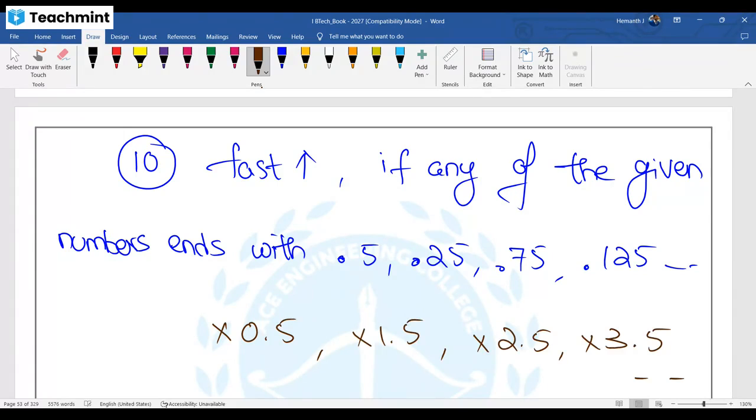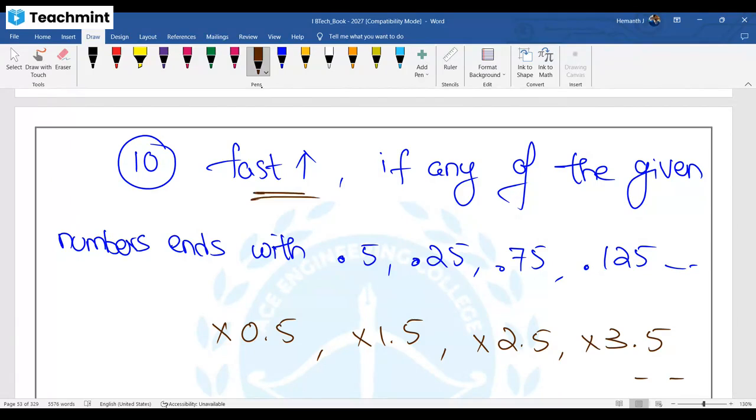Sir, why that 0.5, 0.25? Why these endings of 0.5, 0.25, 0.75 are generated: let's say I have 5. 5 into 2 is 10. If I multiply with an integer, I'll get an integer only. But 5 into 1.5 is 7.5. An ending with 0.5 comes when the multiplier is 1.5, 2.5, 3.5. Then only an ending with 0.5 or 0.25 will be generated. If you multiply with an integer, we'll get integers only. Okay, this is fast increasing, very difficult, my dear.